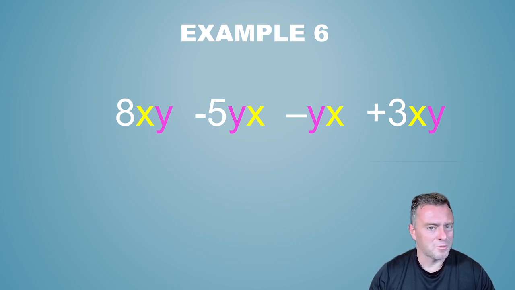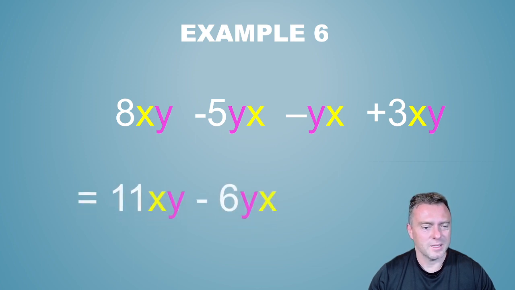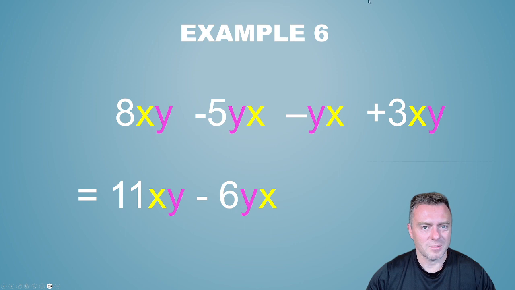Awesome. So I'm going to show the wrong way of doing this one. If we look at this, we have an XY and then we have a YX. So in this case here, a lot of people would have done this. They would have had 8xy plus 3xy to give 11xy, and then minus 5xy minus 1yx, which then gives you minus 6yx. Now this is actually wrong, because remember we talked about the commutative law that we've done before.